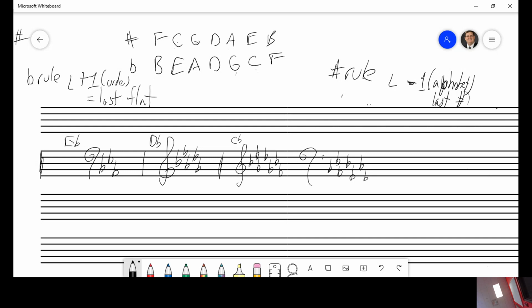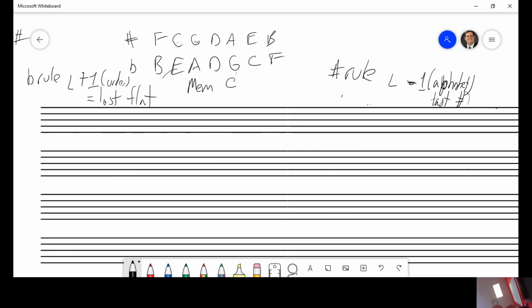Sharp rule: letter minus 1 in the alphabet is your last sharp. The flat rule: letter plus 1 in the order of flats equals your last flat. There's one more rule for finding key signatures, and we're just going to call it the memorize rule. And the memorize rule has to do with 2 keys.